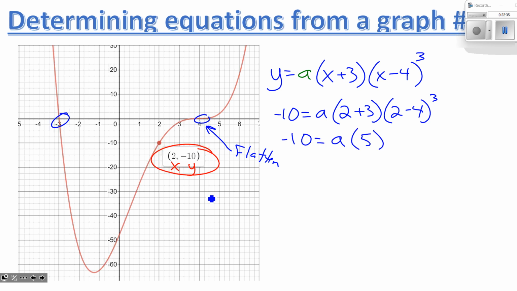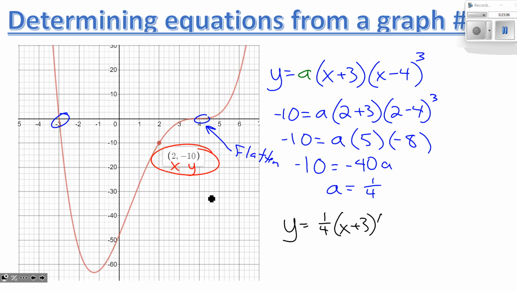And algebra skills. Do what's in parentheses first. That's going to be a 5. 2 minus 4 is going to be negative 2. Cubed is going to get me negative 8. Keeping that negative 10 on the other side, it's going to be negative 40a. Be careful with your last step. Don't you tell me that's a 4. It's 1/4. So, final answer, 1/4 times x plus 3, x minus 4 cubed.